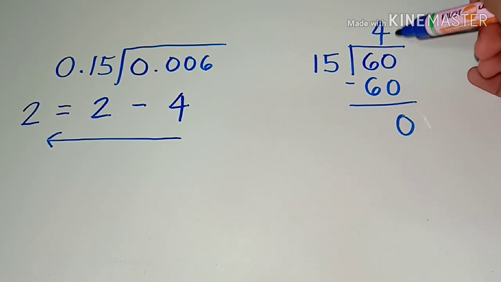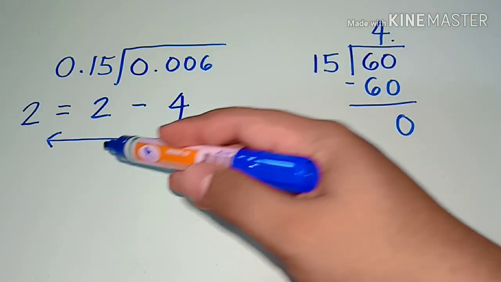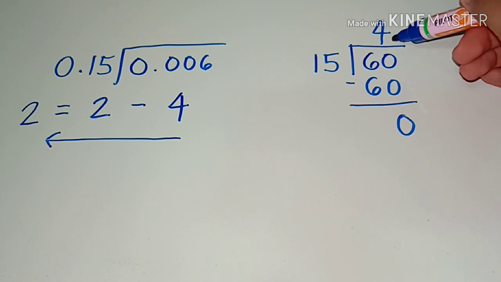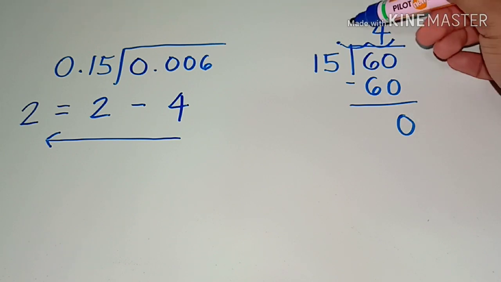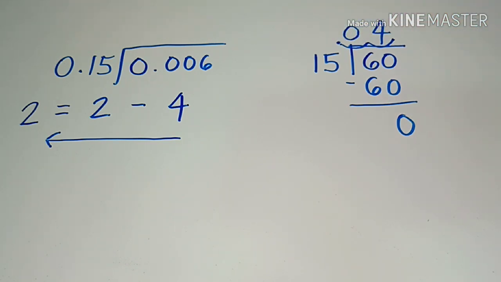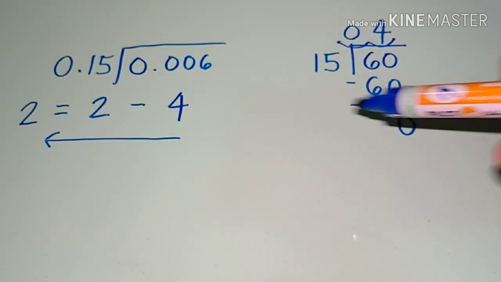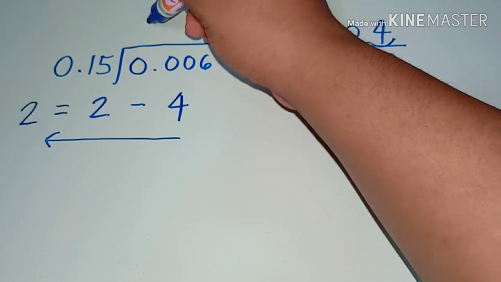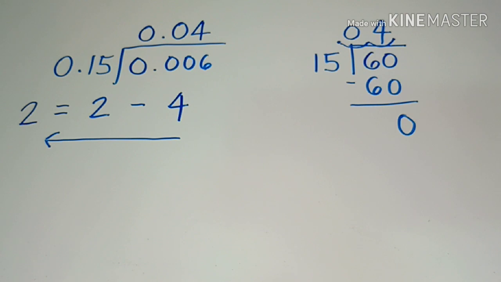So from our answer here, we will move the point. So obviously if it's 4, the point is here, so we will move the point 2 places to the left. So from here, we move 2 places, 1, 2. So the point is already here, and you put 0 there. So that means the final answer for 0.006 divided by 0.15 is 0.04. And again, you can check that one in your calculator so that you will know that it's really the final answer.